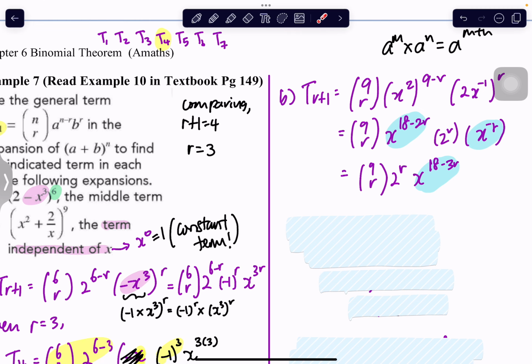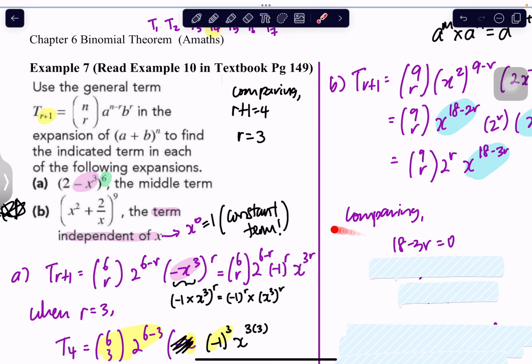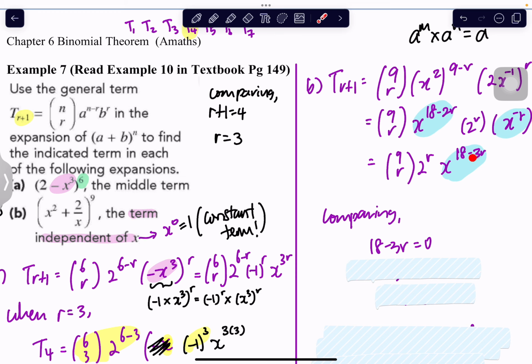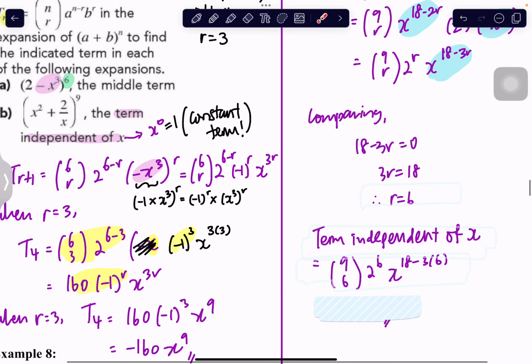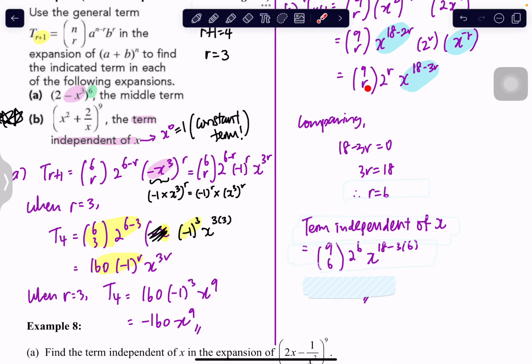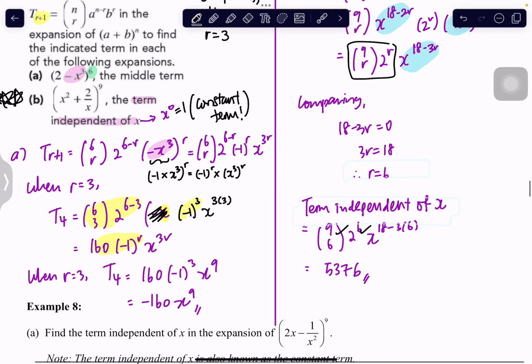Now finding the appropriate r value, since I want the term independent of x, I want this power 18 minus 3r to be equal to 0. Solving, r equals 6. So the term independent of x is none other than having 6 substituted into the coefficient here. So 9 choose 6 times 2 to the power of 6. Working this out with a calculator, you should get 5376.